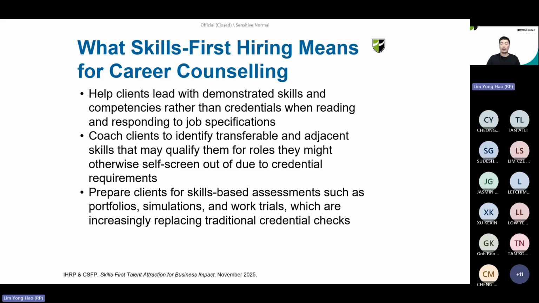How can you help your client think about their applications or themselves from a skills perspective, rather than looking at it from a credential, qualification or experience perspective? And then help them break down and think in terms of skills. Then of course preparing them, like I mentioned earlier on, if you know that certain companies they are recruiting have a certain form of skills-based assessment, then how can you help your clients prepare for that?